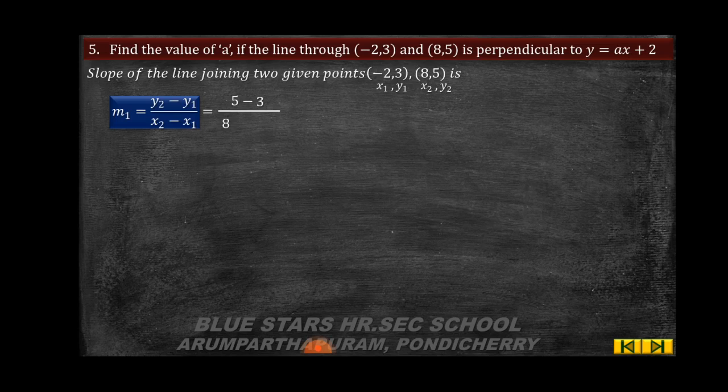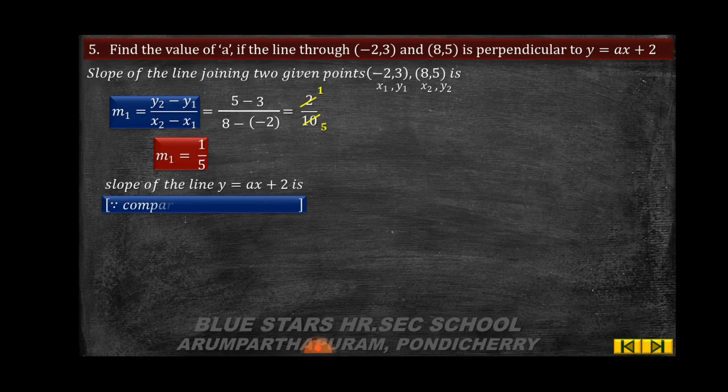minus 3 divided by 8 minus of minus 2, which is nothing but 5 minus 3 is 2, 8 minus of minus is plus 2 is 10. If you cancel out, you get m1 equals 1 by 5. Therefore, the slope of the line y equals ax plus 2 given in the question, you just compare this with the equation y equals mx plus c. We get m2 equals a.